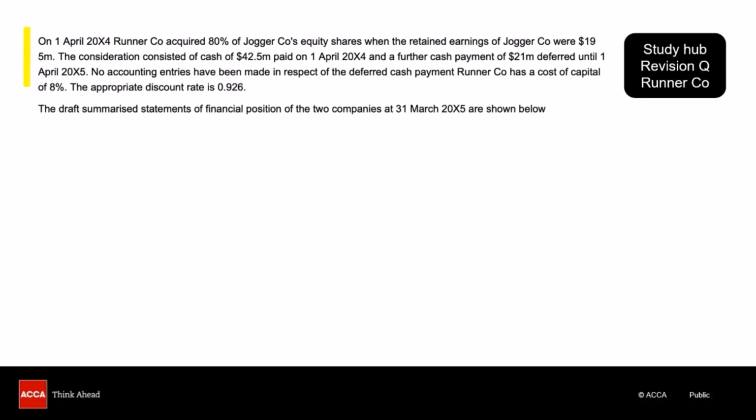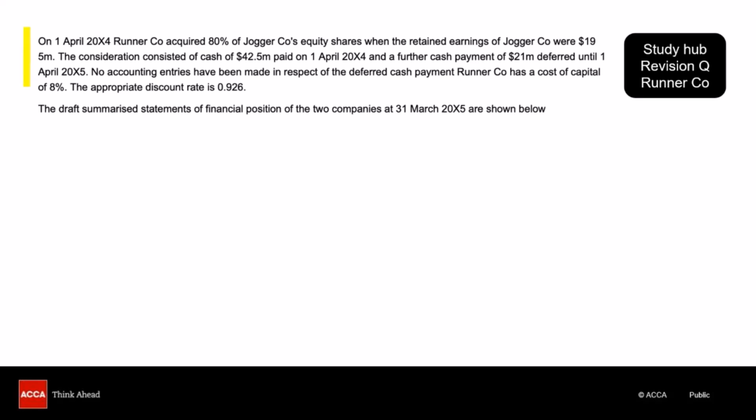Now, the question says that the consideration consisted of cash of 42.5 million. I'm reading the second line of the question. So cash of 42.5 million was paid on 1st April, which is date of acquisition, and a further cash payment of 21 million deferred until 1st April 20x5. Now we have cash consideration, we have deferred consideration, and the deferred consideration has been committed to be paid after 1 year. No accounting entries have been made. The cost of capital is 8% and the applicable discount rate is 0.926.